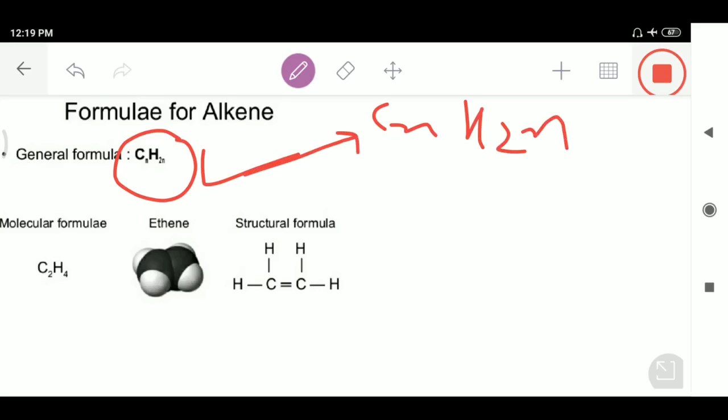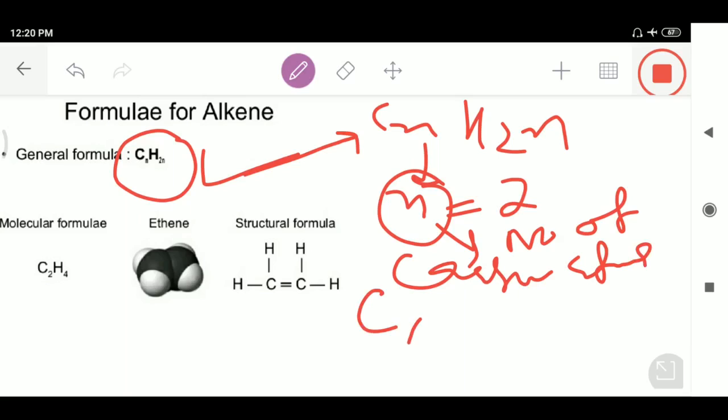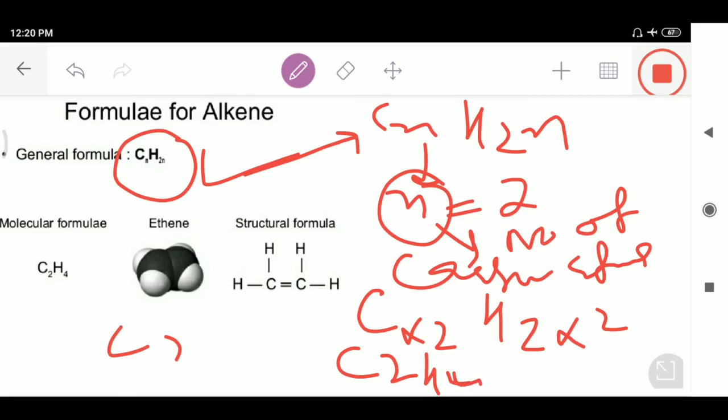Now substitute the value of n. I told you people, this n is actually the number of carbon atoms. For example, substitute the value of n equal to 2: C2 H2 into 2, that is C2 H4. That means the first member of alkenes will be C2H4. Look, the first member of the alkene series is C2H4, that's ethene.